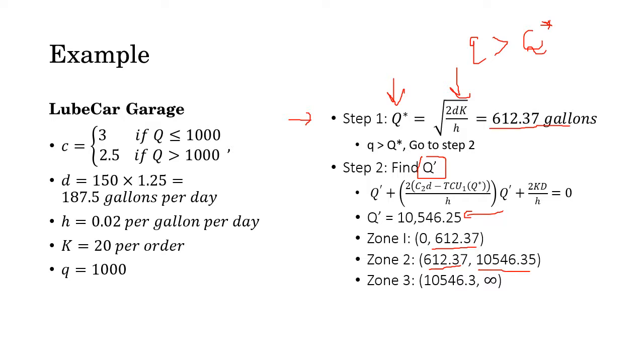Then we look at the small q, which is 1000, and we find out in which zone it lies. We find that small q, the threshold, lies in zone 2, and hence according to our rule, or according to our model, as q lies in zone 2, we should order exactly 1000 gallons. The garage should order exactly 1000 gallons of oil. So this is a simple example.